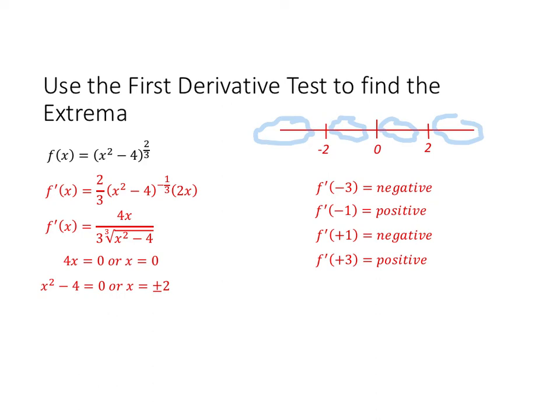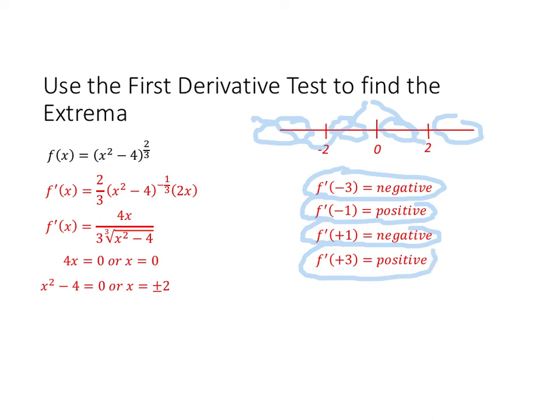If we pick some test values to the left of minus 2, we can come up with, for example, minus 3. And again, all we're concerned about is whether the derivative is positive or negative. We see that to the left of minus 2, it's negative. At minus 1, which is between minus 2 and 0, it's positive. Between 0 and 2, if I take the value of the derivative at plus 1, it's negative again. And then at plus 3, which is to the right of 2, it's positive.